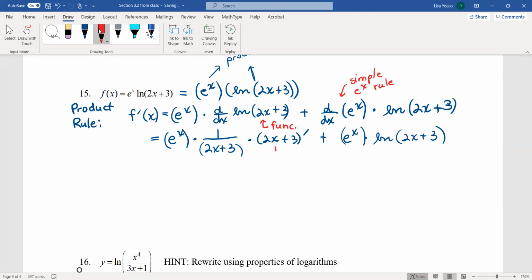All right, I need to do this little derivative right here. I've got e to the x, 1 over 2x plus 3, and then the derivative of 2x plus 3 is 2.